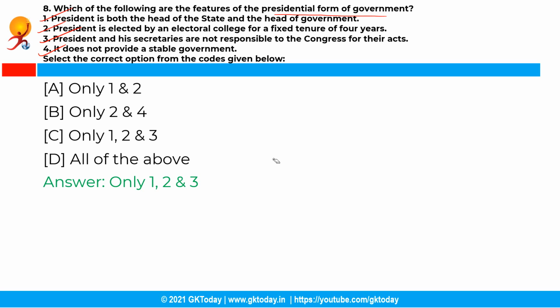And thirdly, the President and his secretaries are not responsible to the Congress for their acts. Now, it is the parliamentary form of government that does not provide a stable government, not presidential government.